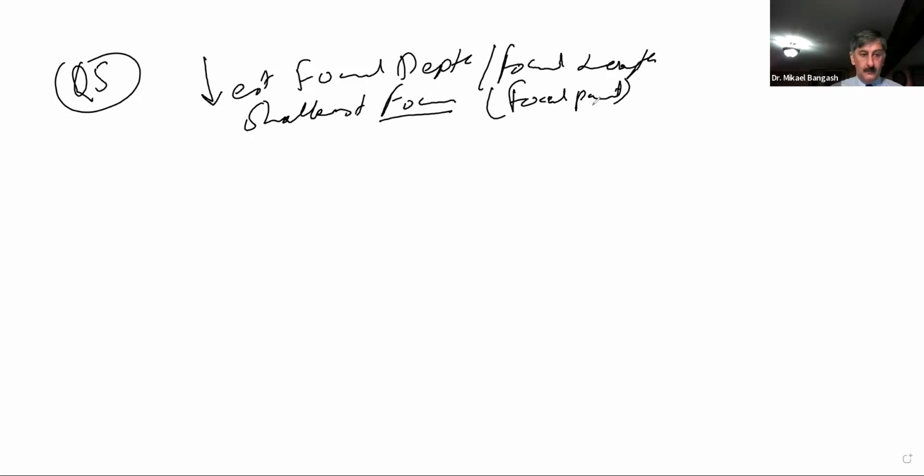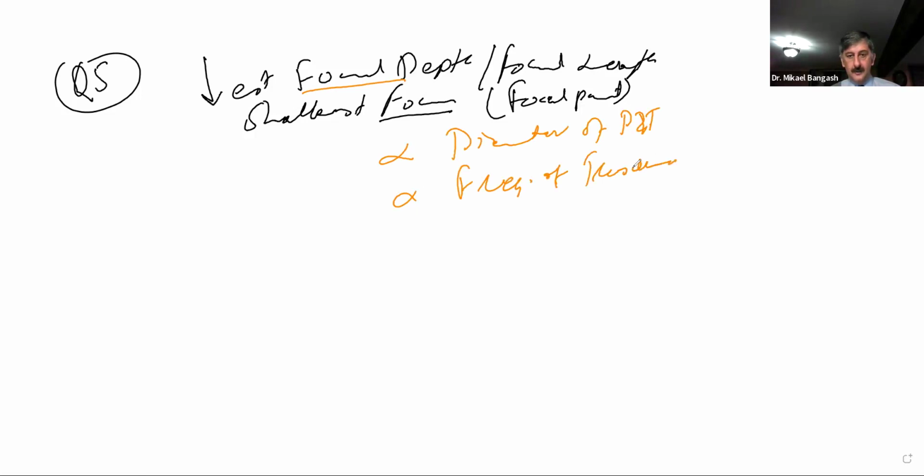So again, what do we need? What do we know? Focal depth here is directly proportional to the diameter, because that's the diameter of the PZT. Or we can say the frequency of the transducer.